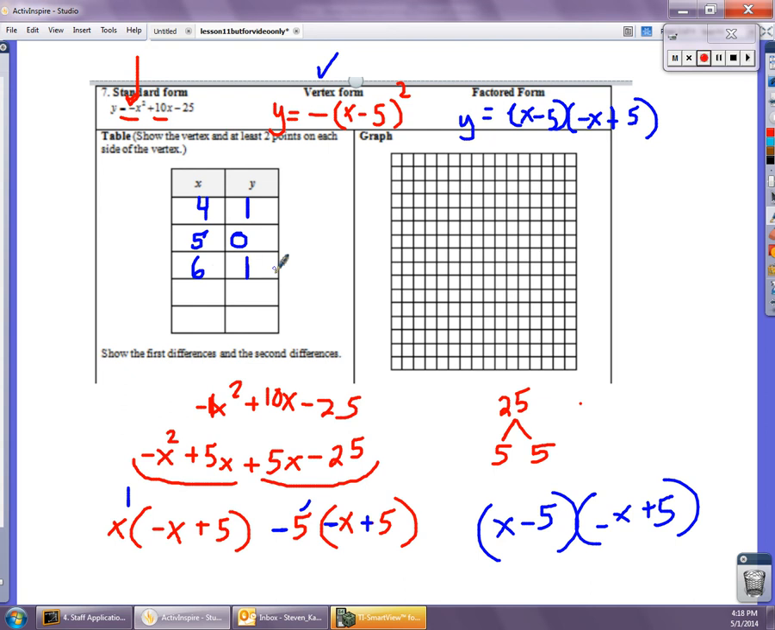And then to graph it, I have 5, 0, 6, negative 1, and 4, negative 1. And then I could do a rough sketch of my parabola.